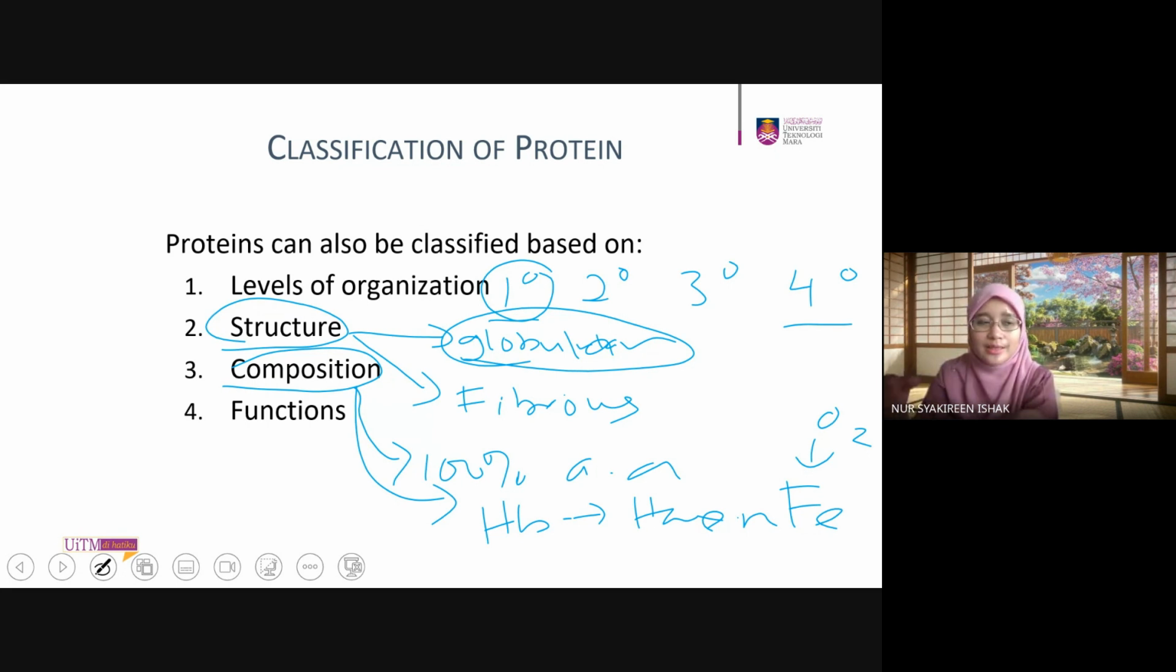So there are proteins that consist of only amino acids. There are also proteins that have other non-protein components that facilitate the function of that protein, so that the protein can be activated. For example, it has a cofactor embedded inside the protein structure, such as in certain enzymes. Protein that has other non-protein components, we call a conjugated protein. We can also classify protein based on its function.